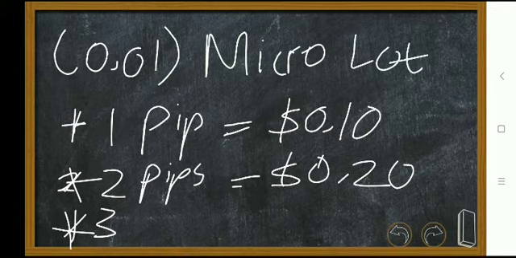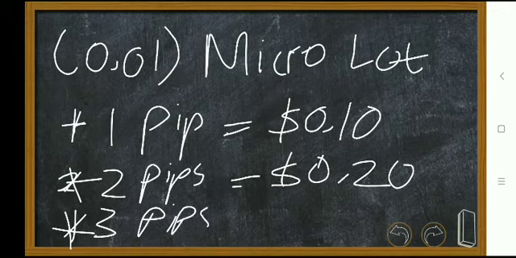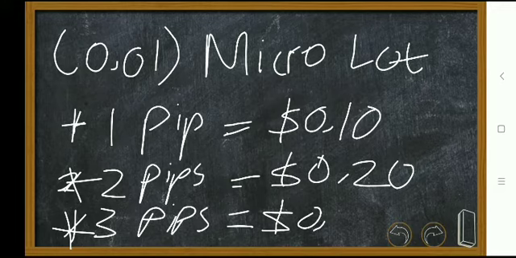3 pips, movement of 3 pips. Then there it is. Remember, it's for 1 micro lot. So if it's 2, you multiply by 2 at the end. If it's 3 micro lots, you multiply by 3. Then that's how your calculation should go.